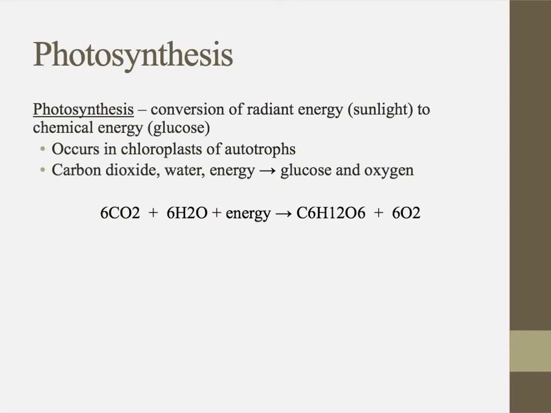Photosynthesis is the conversion of radiant energy, or sunlight, to chemical energy, or glucose, which is sugar. This conversion occurs through the reaction of carbon dioxide and water to produce glucose, a sugar, and oxygen. The equation for this reaction is shown. This process is carried out in the chloroplasts of autotrophs. Remember that autotrophs are organisms that produce their own food and serve as producers for the rest of the food web. The chemical energy generated by photosynthesis is passed up the food chain through each trophic level.